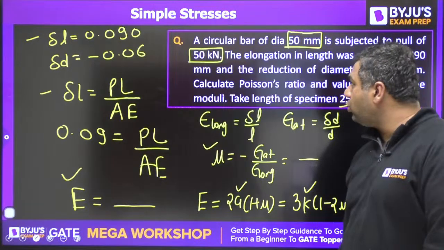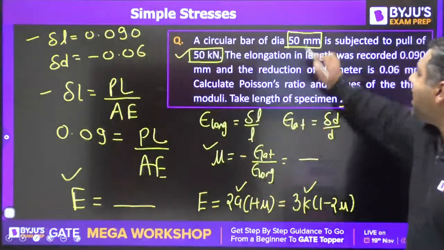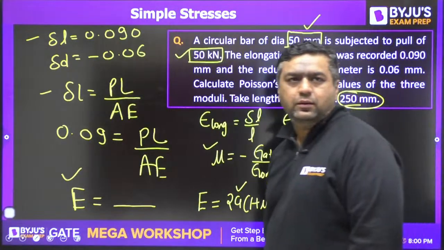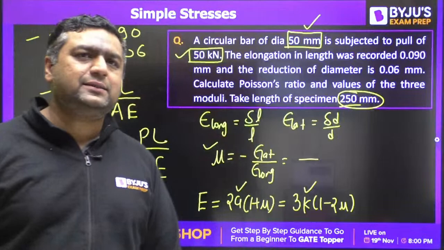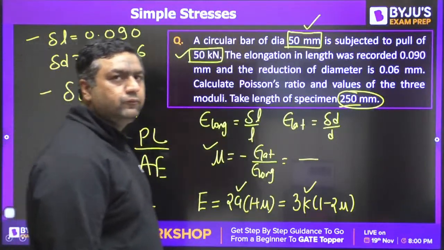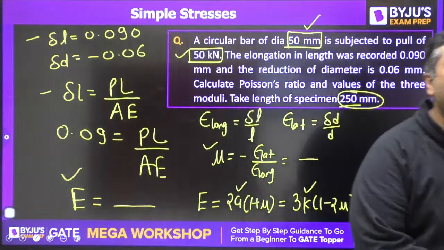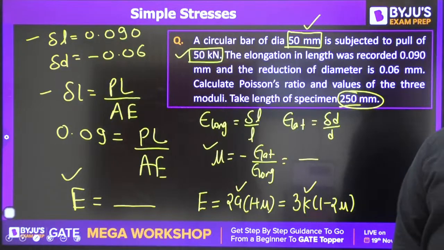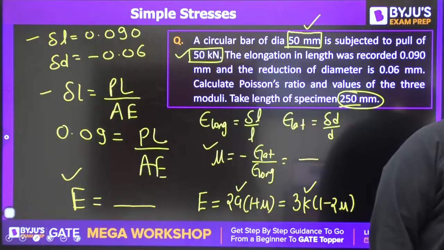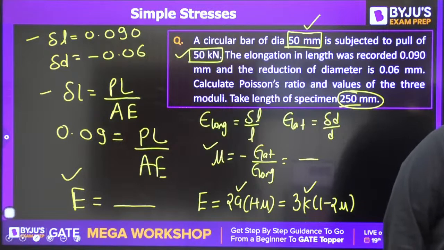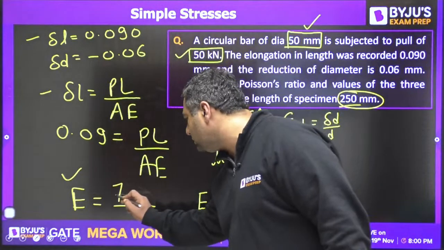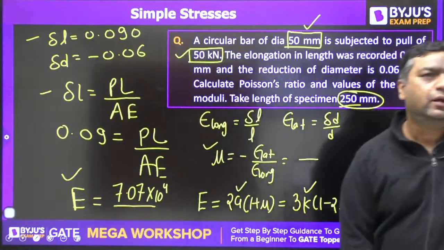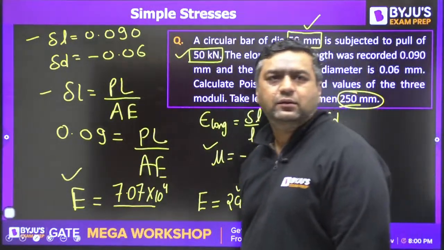What we are getting as Young's modulus, load is 50 kilonewton, diameter is 50 mm, length is 250 mm. Yes, guys. Very good, Kiran. So Kiran has given the value of E. When you find out the value of E, it will come out to be 7.07 into 10 to the power 4. Very good, Naveen. The answer is correct.